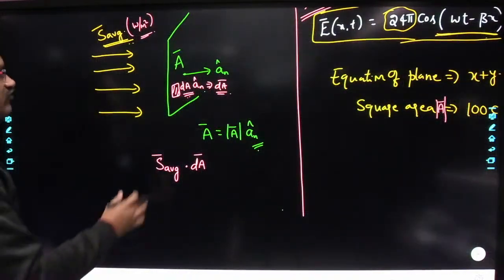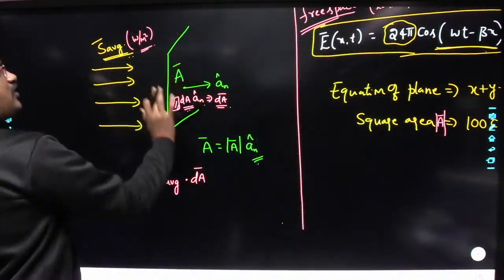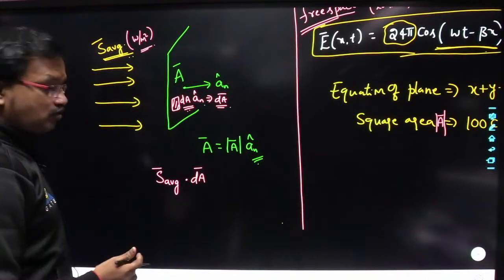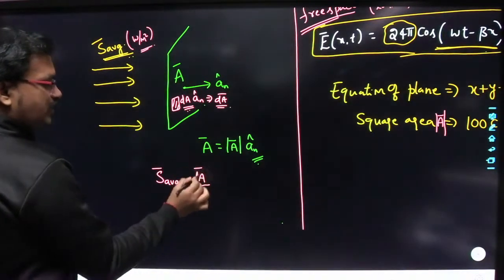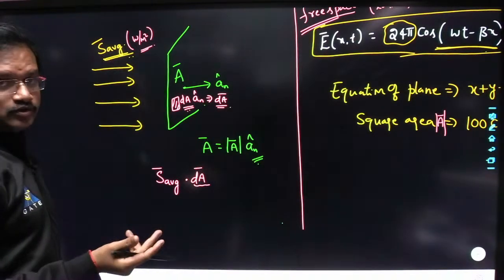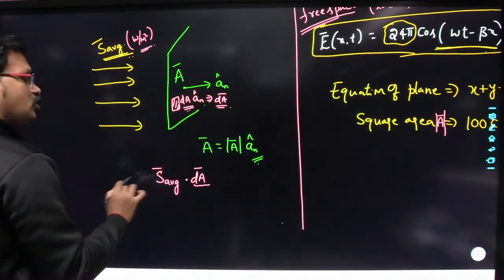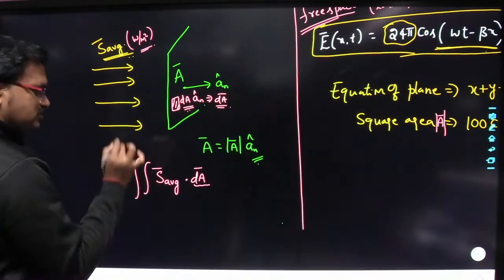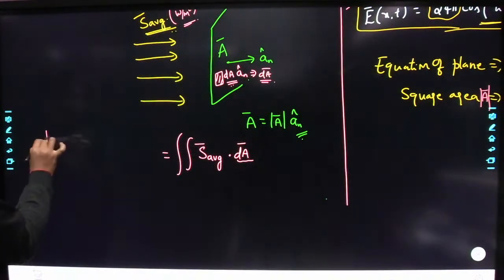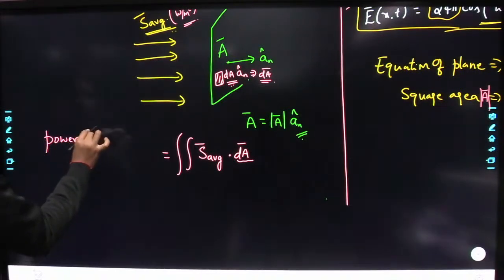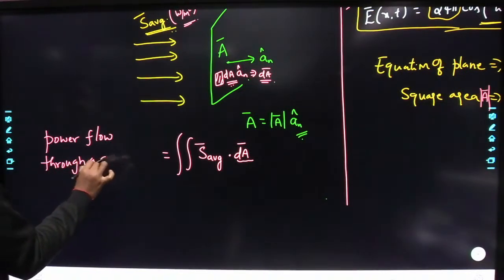Now if I want the total time average power flow through this total surface, what you have to do is integrate. Since it is a differential area, you are going to integrate with respect to two differential variables. To determine the power flow through the total surface area, you have to integrate throughout this surface. So this is going to give you the power flow through a given surface.